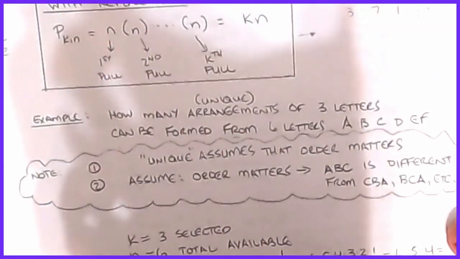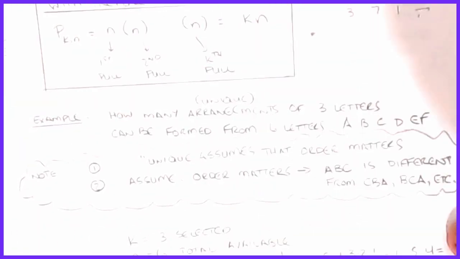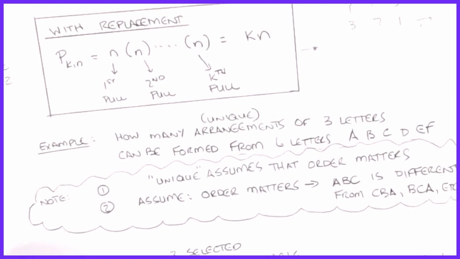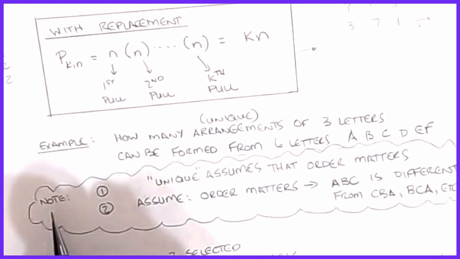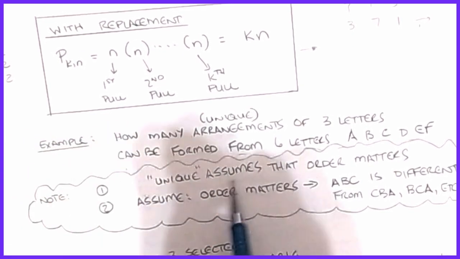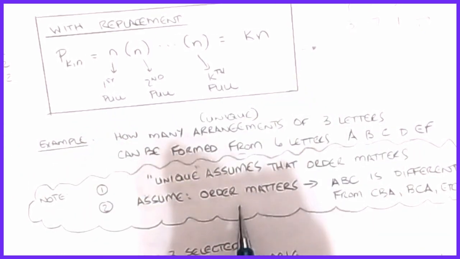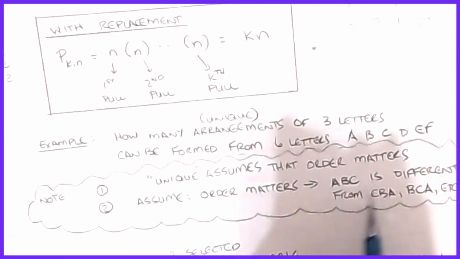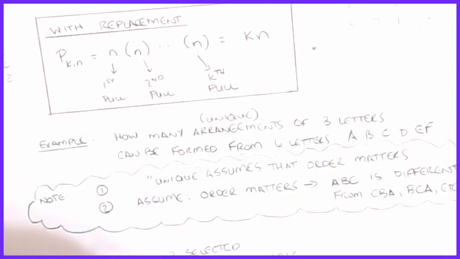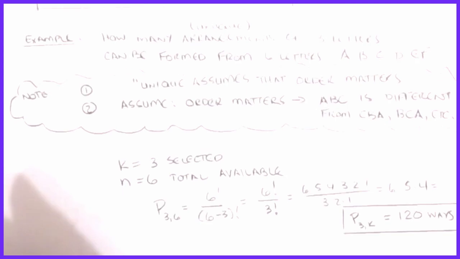So suppose you have a flashcard or a tile that you put the letter on and you throw it into a box, and we look at it that way. Okay. Now things to remember. Words on this. Unique assumes that order matters. Okay, and then we're going to assume that order matters, i.e. that ABC is different from CBA, BCA, like what we just talked about. So those are our basic thoughts.